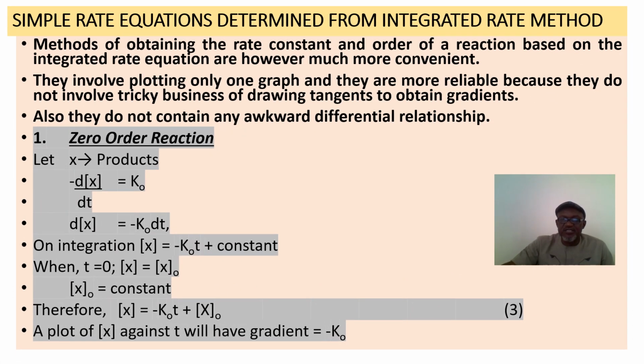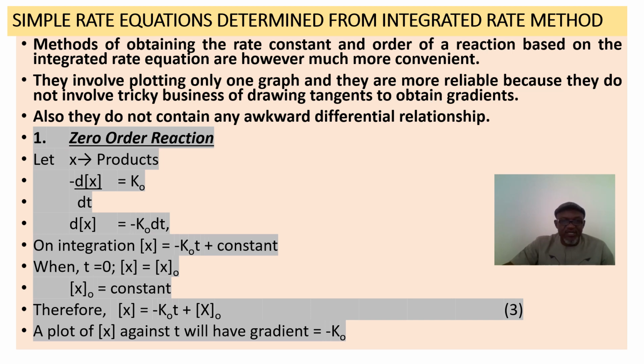Simple rate equations determined from integrated rate methods. For the integrated rate method, we integrate our equations for zero order, first order, and second order reactions and then obtain straight line equations. So when we test any data against those straight line equations, it becomes easy. Once it gives us a straight line, then we know that the reaction is following that particular order of reaction.